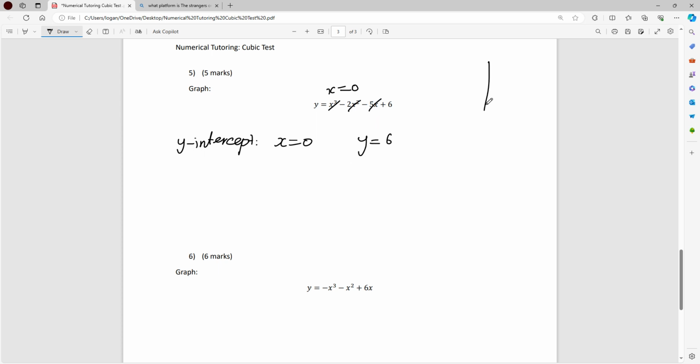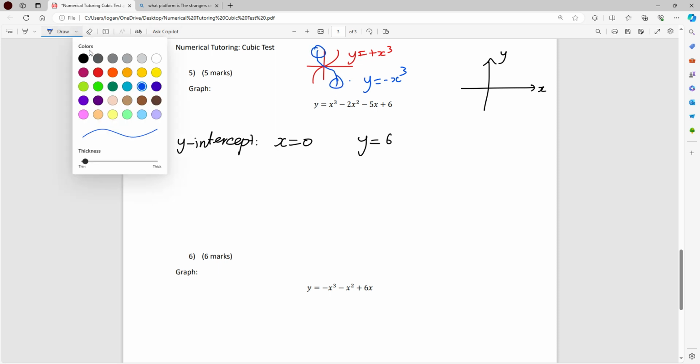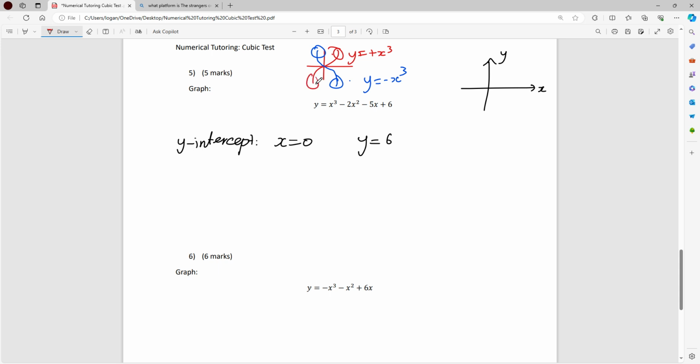Okay, so we can keep a Cartesian plane in the corner here, so we know the general shape of it. Okay, now we have to look at the cubic itself. Okay, so a standard cubic, so a positive cubic will look like this. So a positive cubic, a negative cubic, so y equals negative x cubed, will look something like this. So the tails will be here if it's negative, and the tails will be here if it's positive, okay?